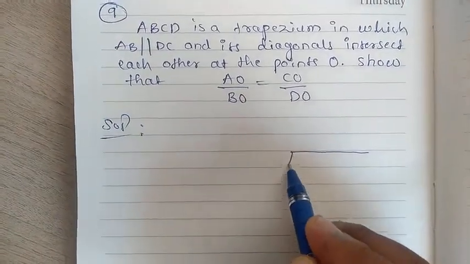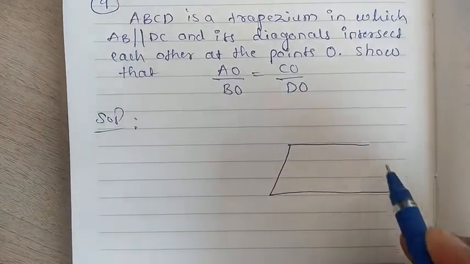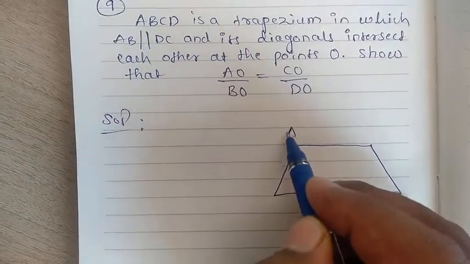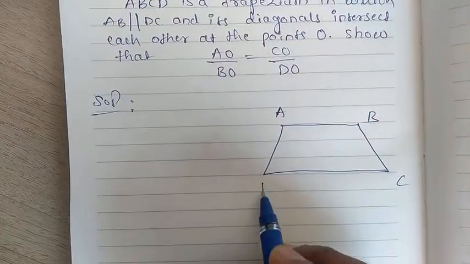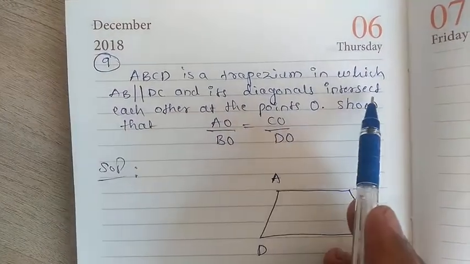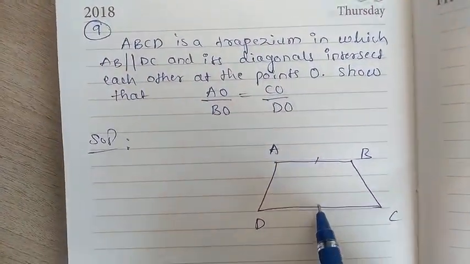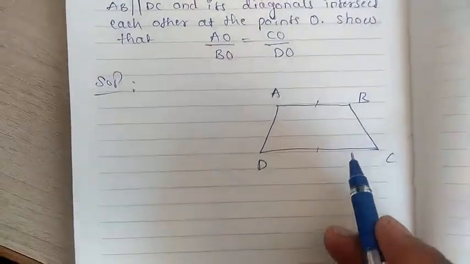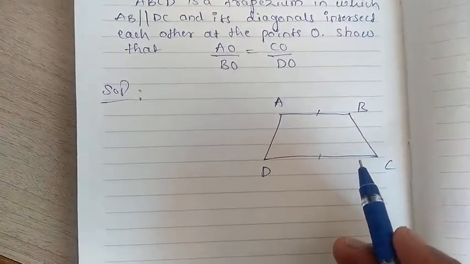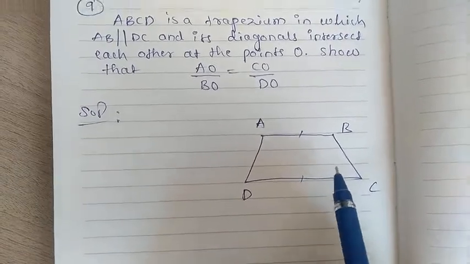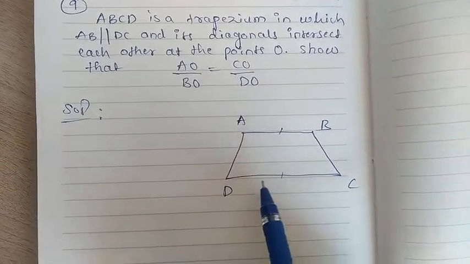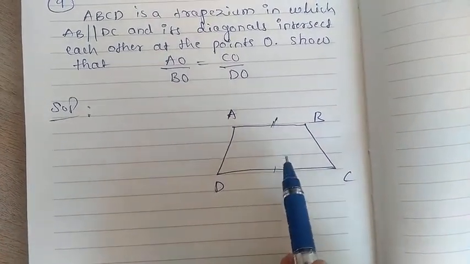ABCD is the trapezium, as given. I'll name it A, B, C, D. What they have given is that AB is parallel to DC, because this is the definition of the trapezium. A trapezium is a quadrilateral having one pair of sides parallel. Here AB is parallel to DC.